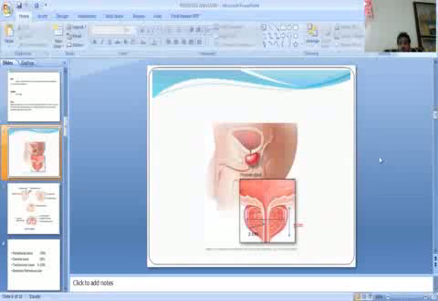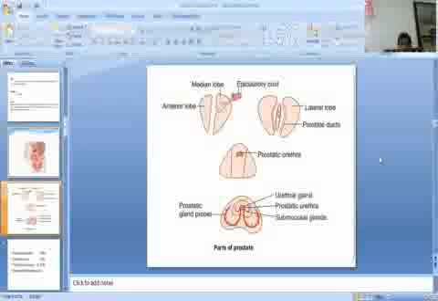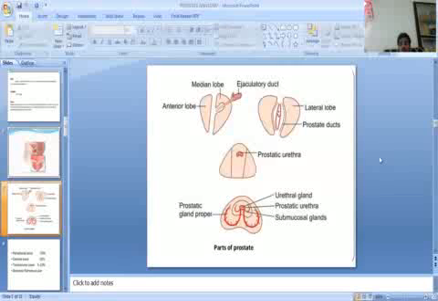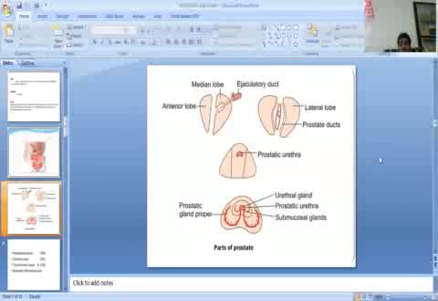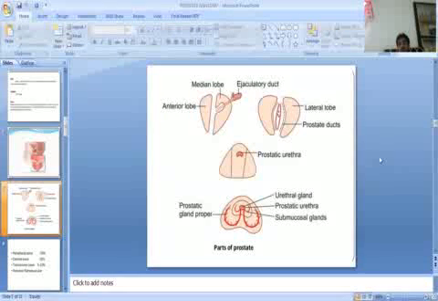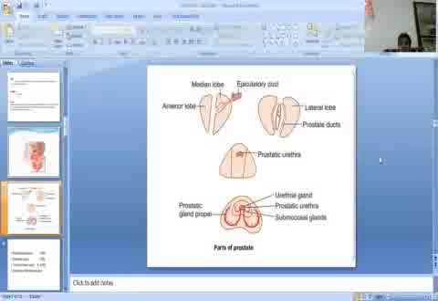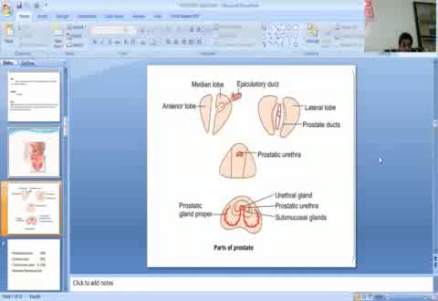In this picture, as you can see, the dimensions of the prostate gland. In this way, as you can see the parts of the prostate gland: median lobe, anterior lobe, ejaculatory duct, the two lateral lobes, prostatic ducts, prostatic urethra, urethral gland.